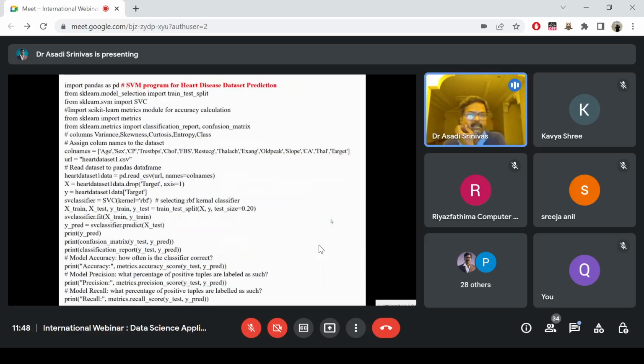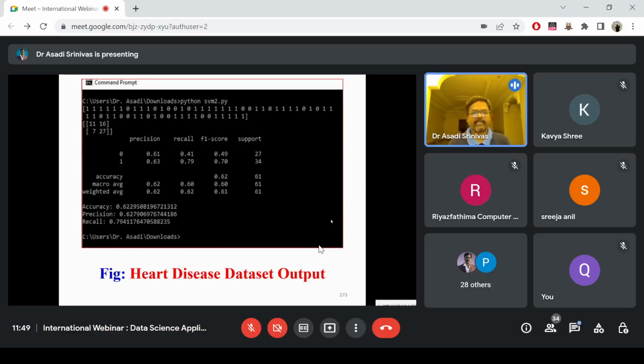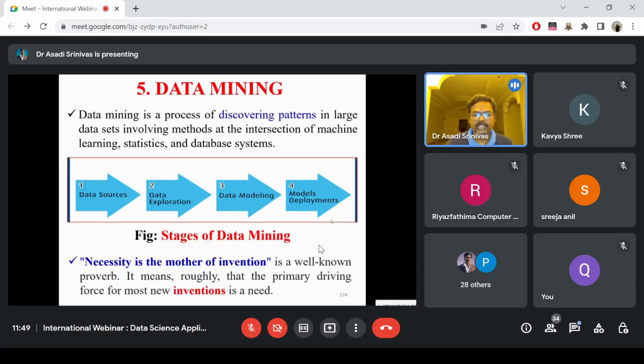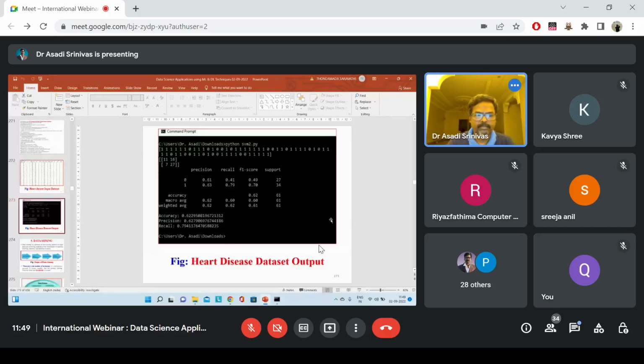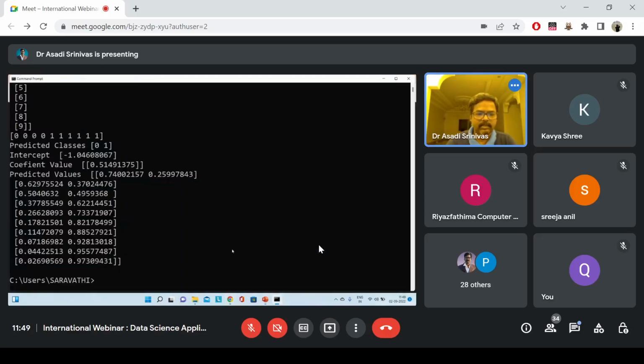Now support vector machine. Now see, I'm taking a heart disease data set prediction. This is the code for heart disease. This is the data set I have taken, and this is the output I am generating with the help of SVM. Now see all of you, I am going to demonstrate the SVM technique, support vector machine technique.